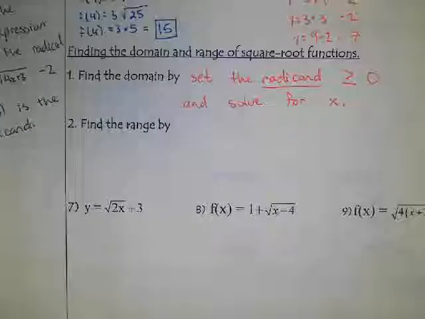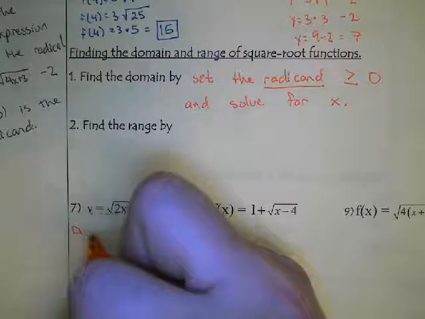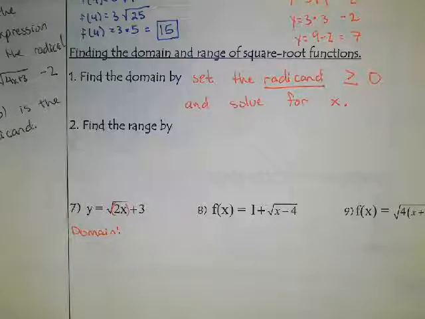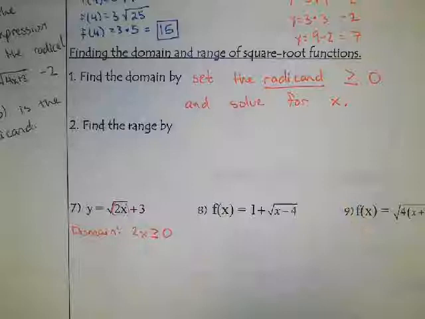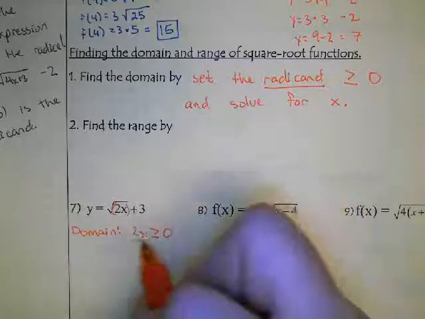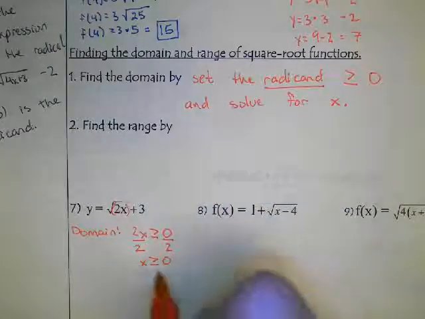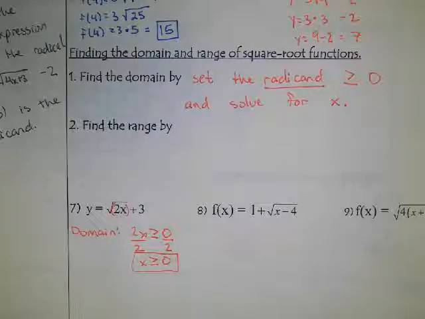So let's look at number 7 and do that. If I'm finding the domain, I set that radicand. That's that 2x underneath the radical. I'll set that 2x greater than or equal to 0. Then I divide both sides by 2, and I get x is greater than or equal to 0. There is my domain. We're going to do that just about every time if we're looking for the domain. We take that radicand, that expression underneath the radical, set it greater than or equal to 0, and then we solve for x.